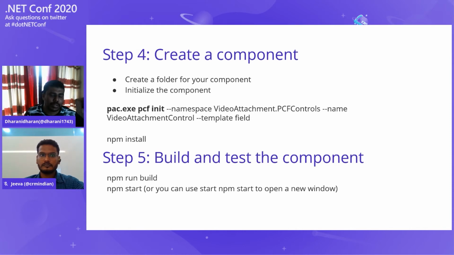Before installing Visual Studio Code, you need to make sure you install the .NET Core 2.2 SDK. That link also I will ask Jiva to paste in the chat window. Once this step is done, we are good with creating the PCF control. To create a PCF control, initially you create a folder in your local directory. Today I'm going to show the video attachment control.